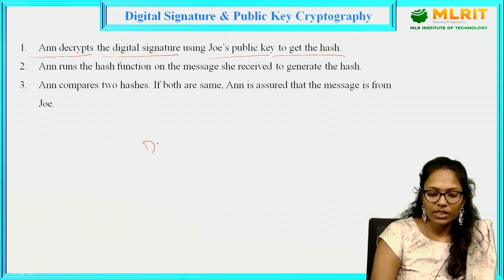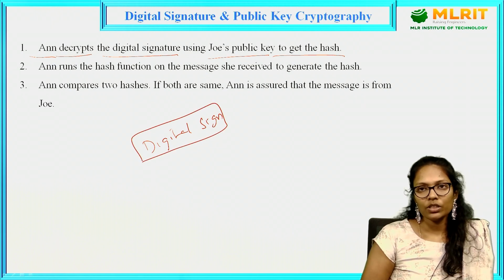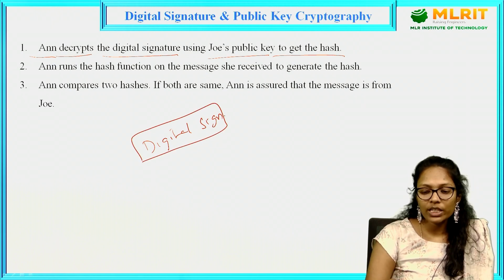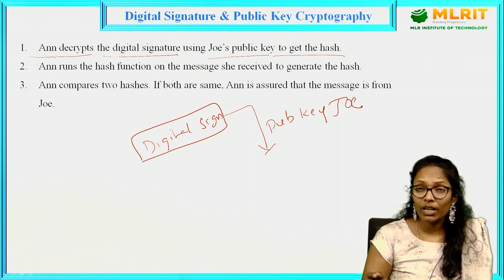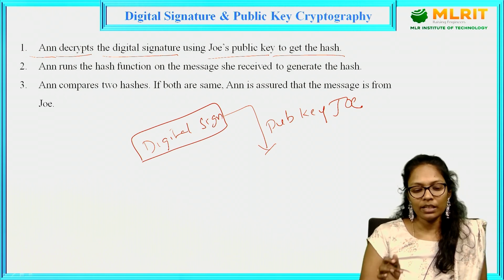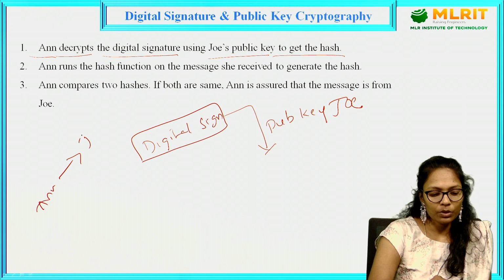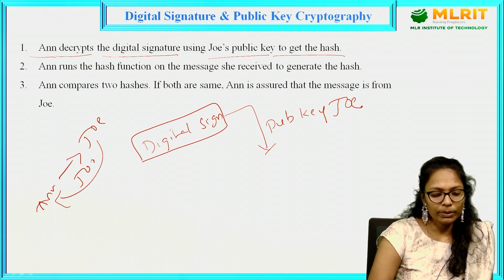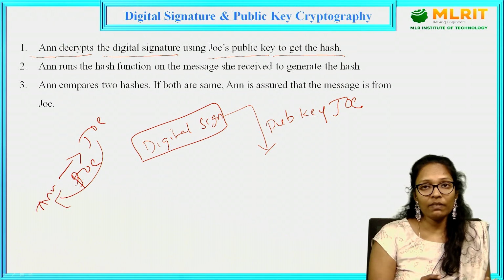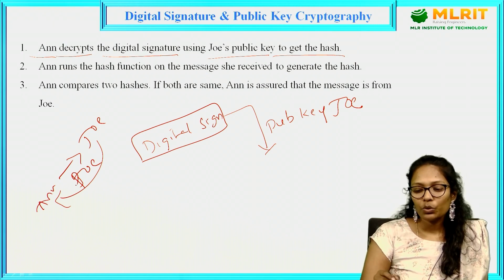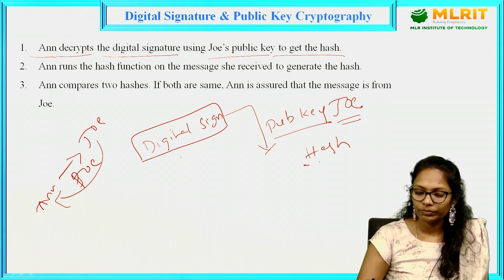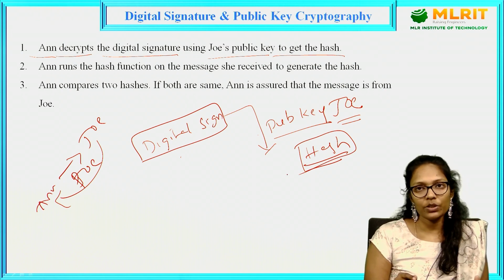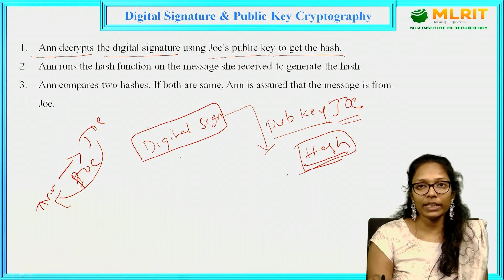See, we have the digital signature, right? So this digital signature, she is decrypting, right? How is she decrypting? Using the public key of Joe. Why? Because they already exchanged their public keys. So Anne has given her own public key to Joe and Joe also gave his public key to Anne, right? They have exchanged their keys in the initial step only. So using Joe's public key, she decrypted and she will get some hash, right? So if I decrypt that digital signature using the sender's public key, then I'll get some hash.